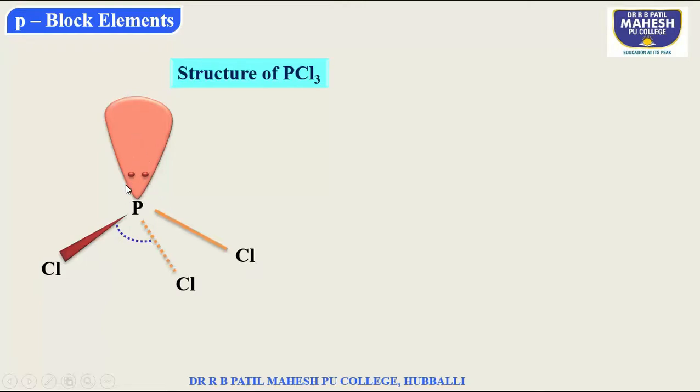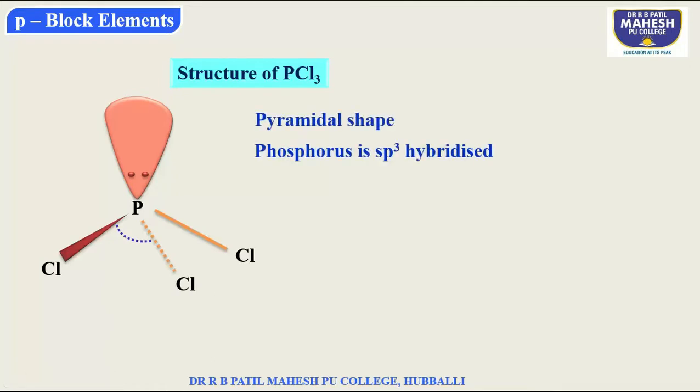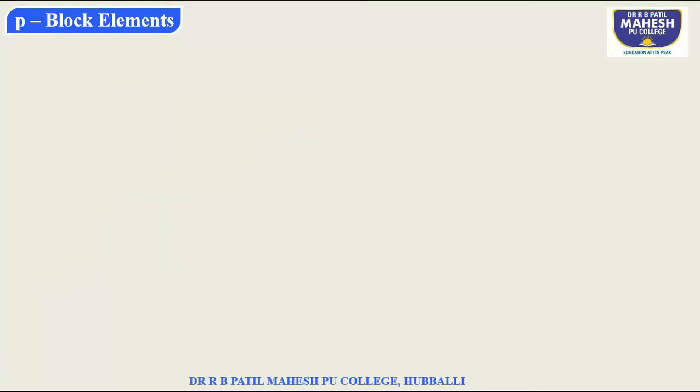lone pair electrons. So it has a pyramidal structure, but the actual expected structure is tetrahedral. Due to repulsion between lone pair and bond pair, the structure is distorted to form a pyramidal structure. So it has a pyramidal shape. Phosphorus is sp3 hybridized. Phosphorus has a lone pair of electrons.